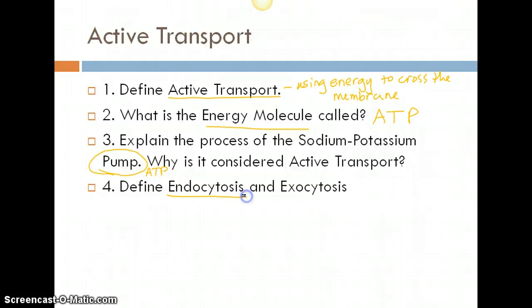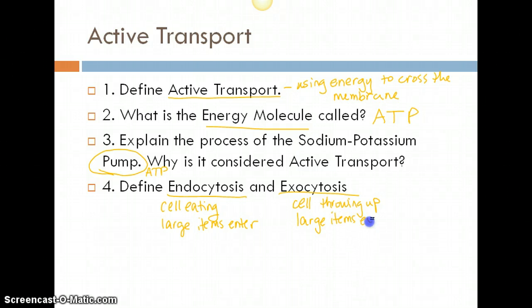And then endocytosis is the cell eating. And exocytosis is the cell, I guess you could say, throwing up, if you want to put it that way. Large things entering or leaving. So large items enter, large items exit. And this one had pinocytosis, which is drinking, it's fluids, and phagocytosis is eating.